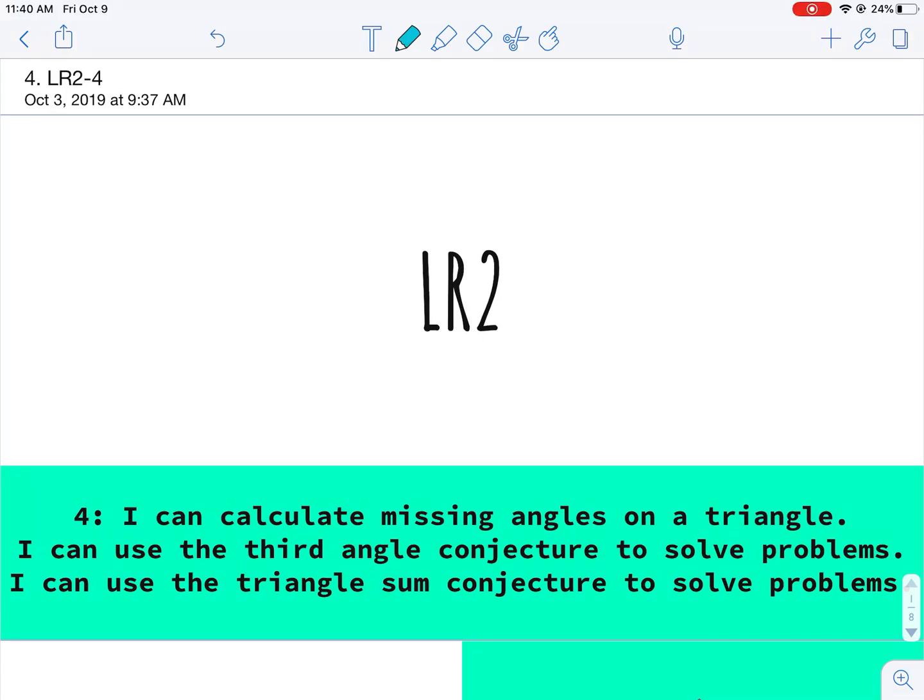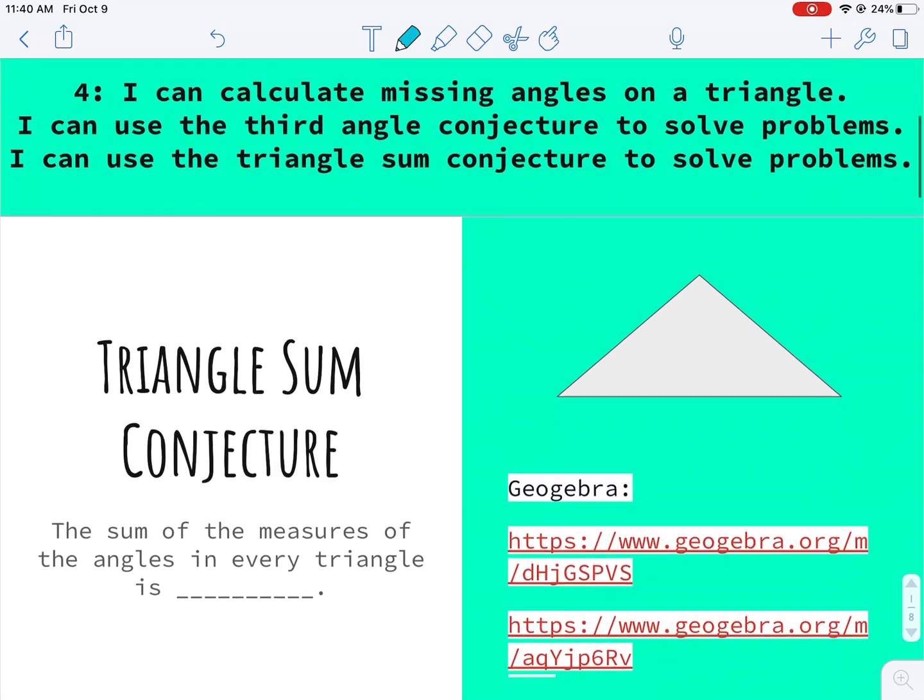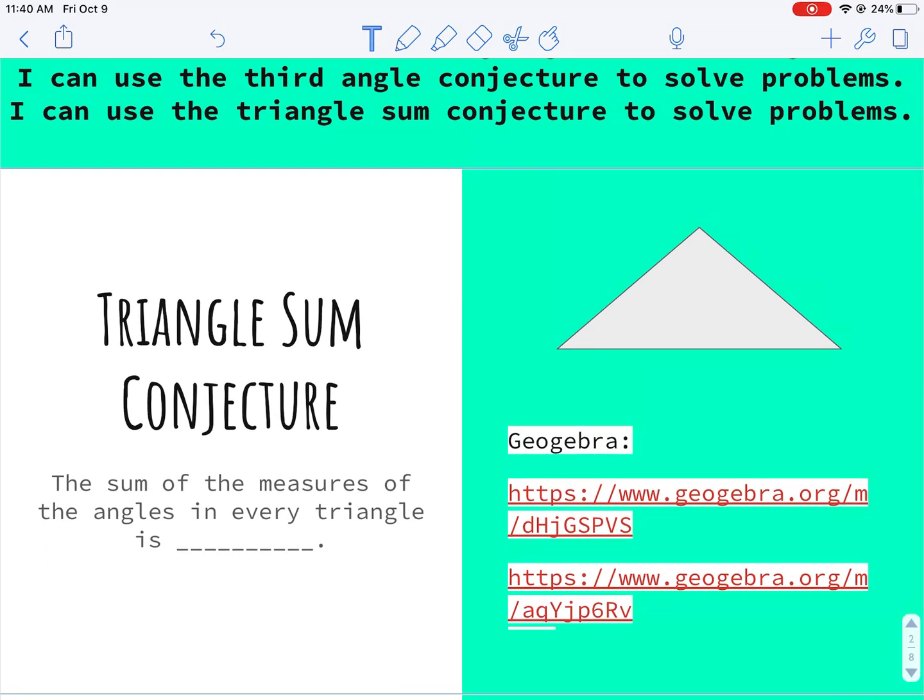On LR2-4, we're going to calculate missing angles in a triangle, and we're also going to use the third angle conjecture to solve problems, as well as the triangle sum conjecture to solve problems. So hopefully in that Desmos that we just did together, you figured out that the sum of the measures in the angles in every single triangle is 180 degrees.